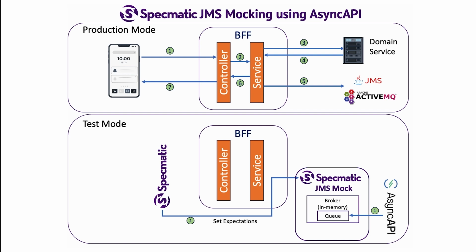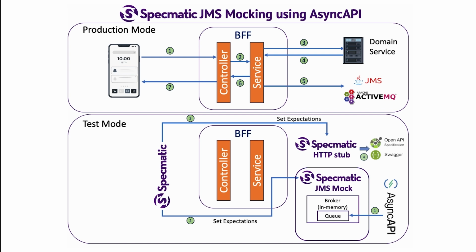First, we set expectations on the JMS mock, describing the messages that it is expected to receive. Then, we also set expectations on Specmatic's HTTP stub, which uses the OpenAPI specification for the application's HTTP dependency or the domain service. Now, if you wish to learn more about contract tests and how to stub out HTTP dependencies using OpenAPI specifications and Specmatic, please check out other videos on this channel.